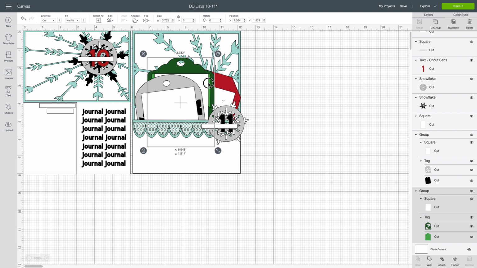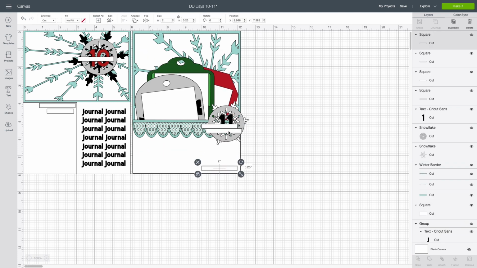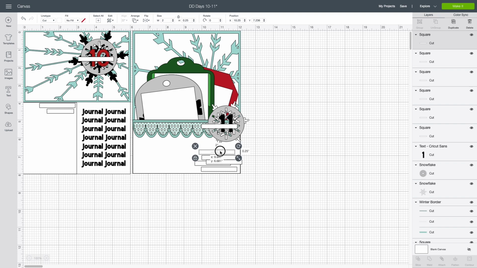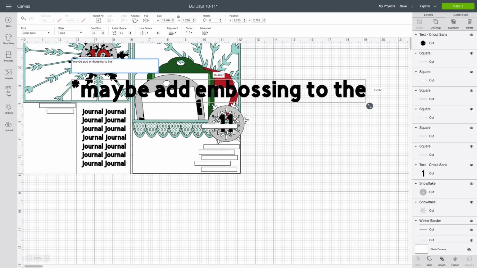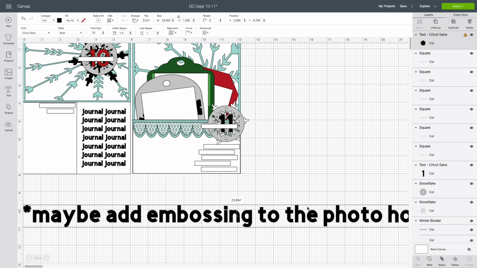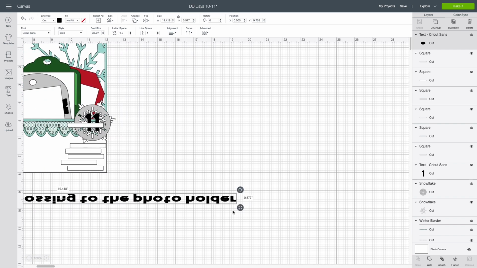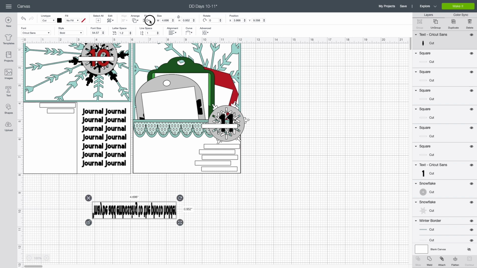So I chose red, green, and gray, or like silver, for the tags. Some of them do have images on them, but what I'm going to do when I actually create this page is flip the tags over so you'll see the images that are on them underneath the journaling, if that makes sense. I'm also leaving myself a note here just to say that I'm thinking about adding some embossing to the pocket as well.